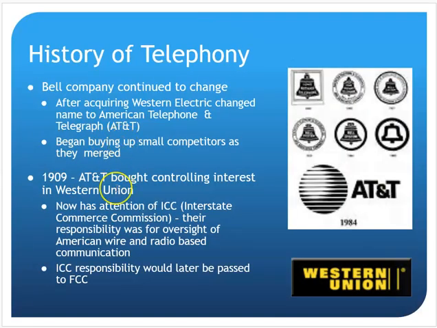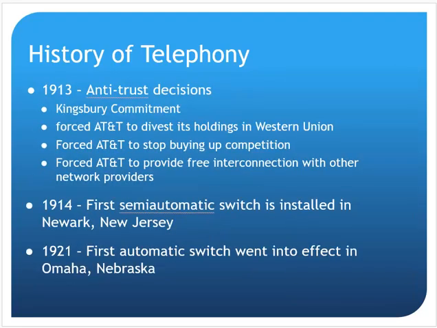So now, Bell, we're looking at the early 1900s. They start acquiring little companies, and AT&T even tries to buy controlling interest in Western Union to basically buy up its competitor. This now has the attention of the ICC, which later becomes the FCC, and says, hey, you really shouldn't be doing that. Get back in your lane kind of thing. So they forced AT&T to divest its holding in Western Union, and basically, hey, AT&T, you do your thing, and Western Union, you do your thing. Okay, that's kind of their dividing line right there.